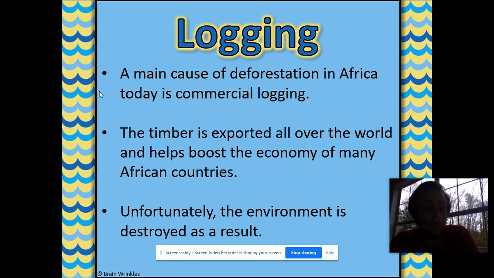All right, so bullet point number one for causes of deforestation, and that is commercial logging. A main cause of deforestation in Africa today is commercial logging. Commercial just means for business, for profit. So they are logging for a profit. And then the timber, which is the logs, is exported all over the world and helps boost the economy of many African countries. So that's great. That's how they're making money. That has helped a lot of poor African nations make money by cutting down trees and selling them to build furniture and homes and things like that. The only problem is it is greatly destroying their environment.